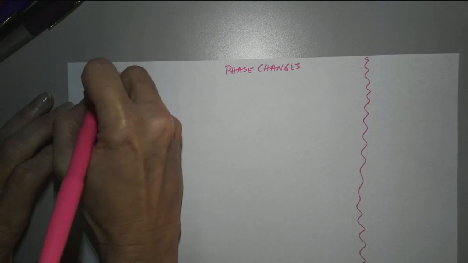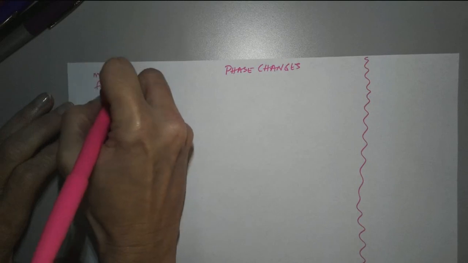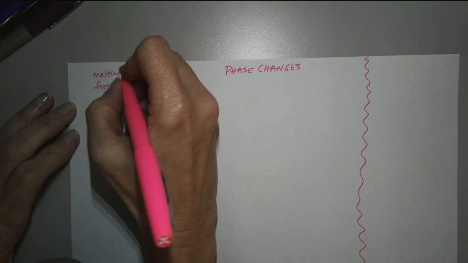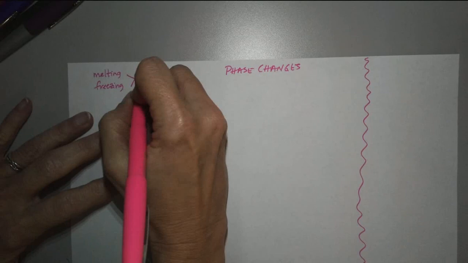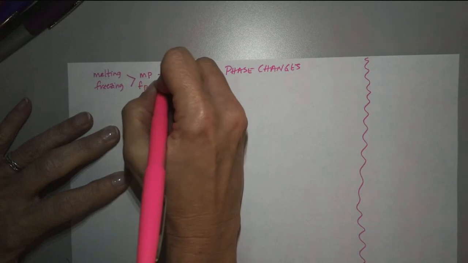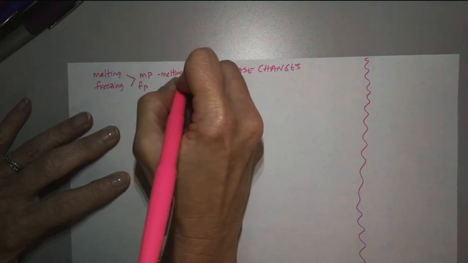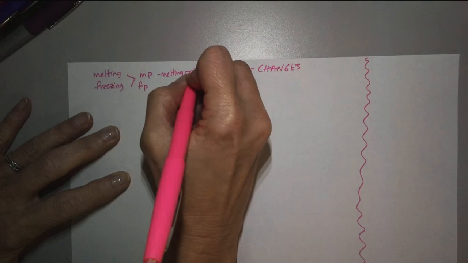So the first two I'm going to put together: melting and freezing. Obviously, they are opposites of each other, right? When we talk about this, we say melting point, MP, and freezing point, FP. So melting point, I'm just going to put that one there. You can figure out what the freezing point is.